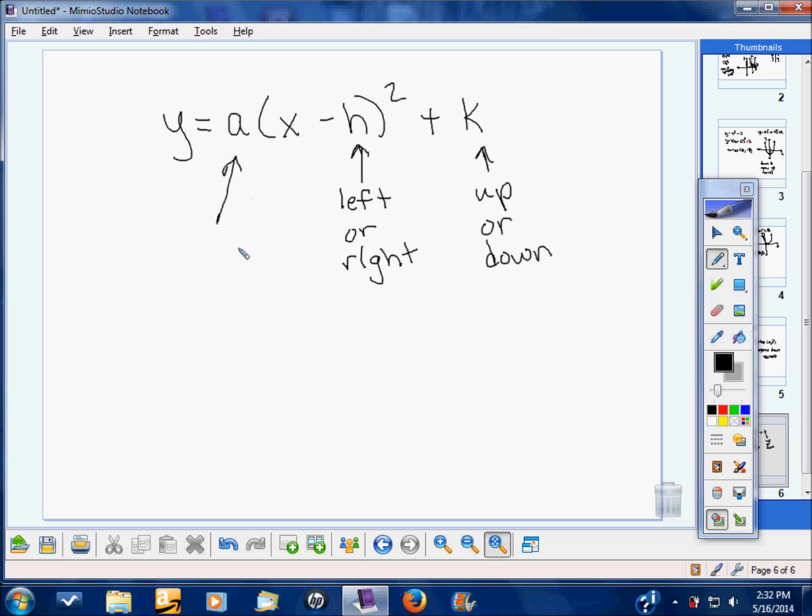This one gives us two pieces of information. First of all, it tells us wide or narrow, and up or down. And it also tells us whether it opens up or down.